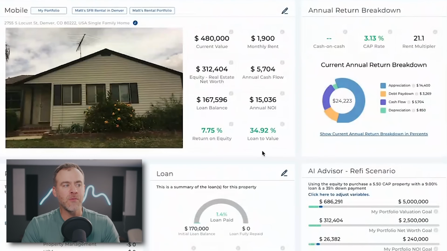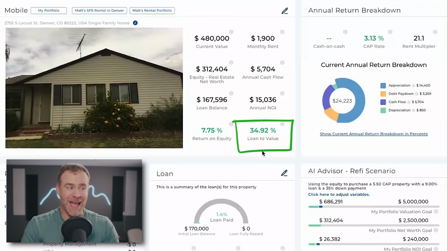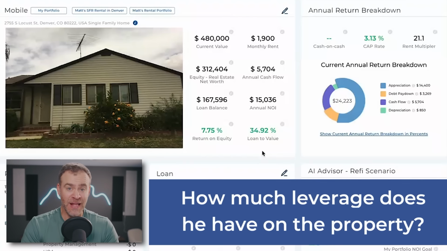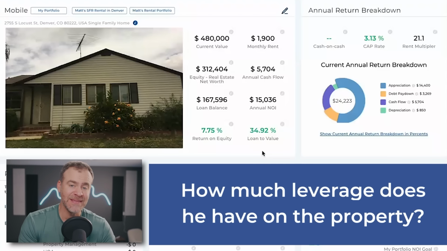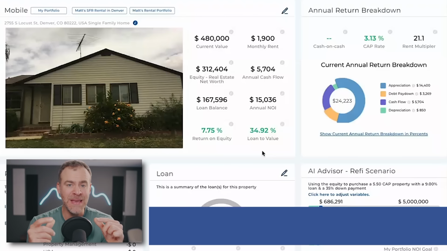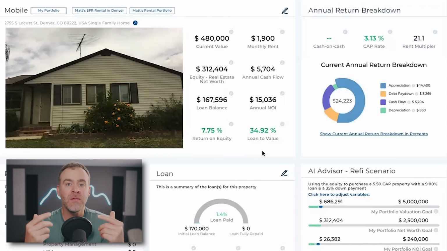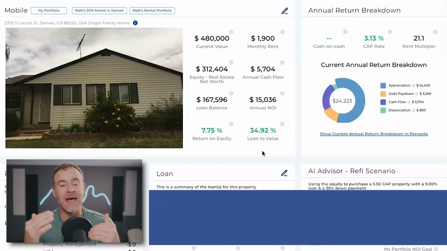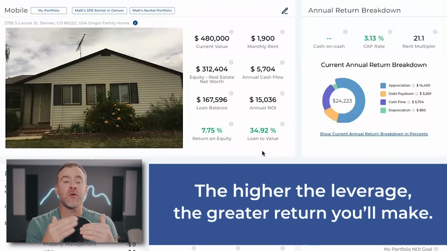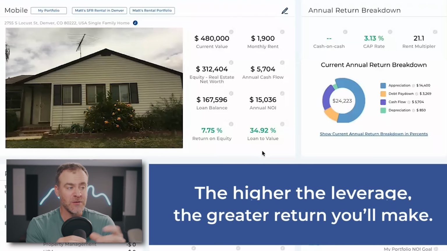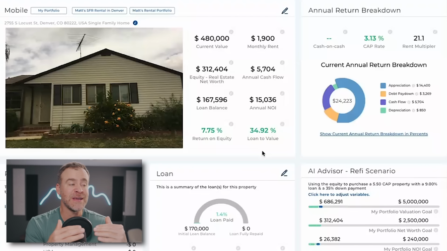Now, the next number I look at is loan to value, or LTV, and Matt's is about 35%. This is saying how much leverage does he have on the property. Now, a key piece of making money in real estate is leverage. And generally speaking, the higher leverage you have, the greater return you'll make. So having a low LTV is very common when we see a low return on equity. Why? Well, because it's not a leveraged property.